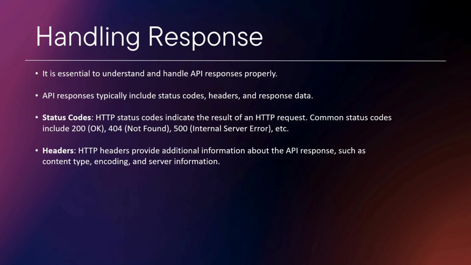So how do we handle the response? Once we make a request, it is very essential to understand the response and how we can handle it properly. Because if we do not handle it properly, our application or our code can run into lots of problems, errors, and can just break down in between. So APIs basically have status codes, headers, and response data that we receive after we make a call, and all of these are very essential and help us understand the data, and also handle errors more gracefully.